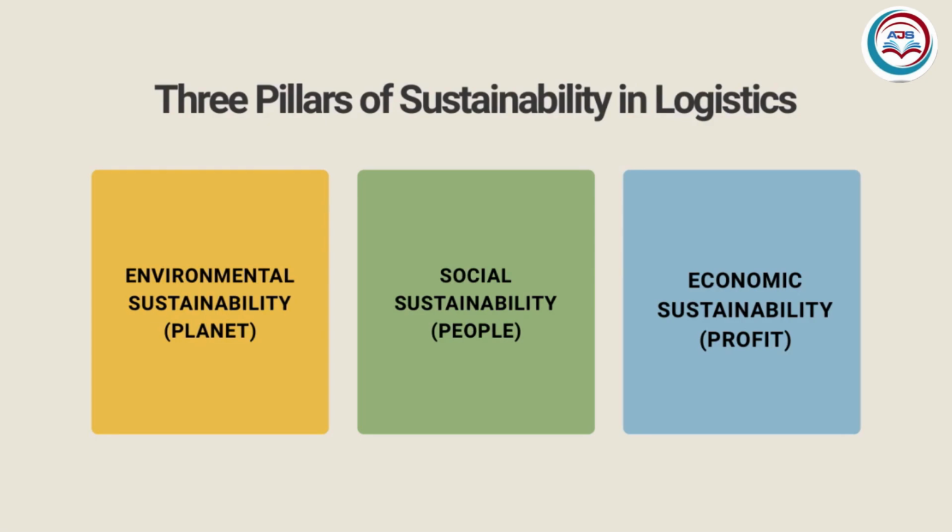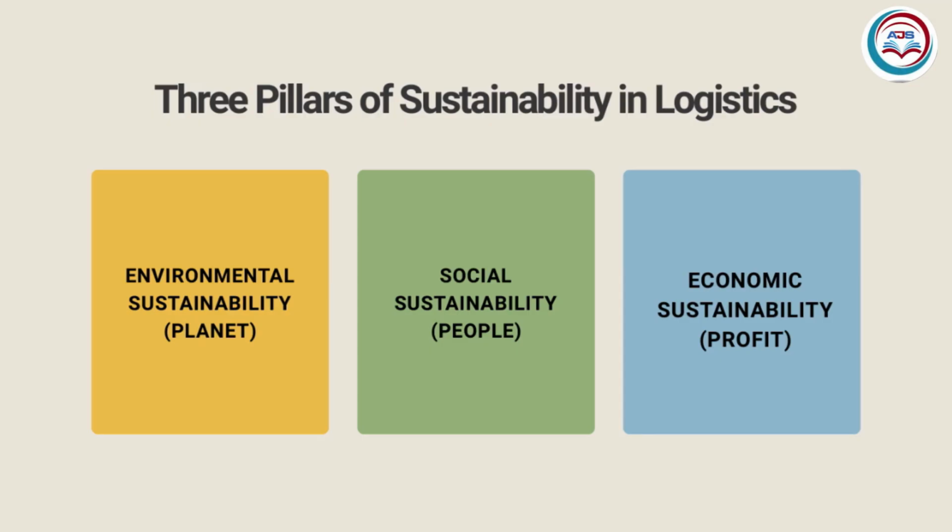First, we have economic sustainability, which is all about profit. It's essential that our logistics operations are financially viable, ensuring long-term success and stability. Then, we move to social sustainability, focused on people. This means creating fair and safe working conditions, supporting communities, and fostering positive relationships.